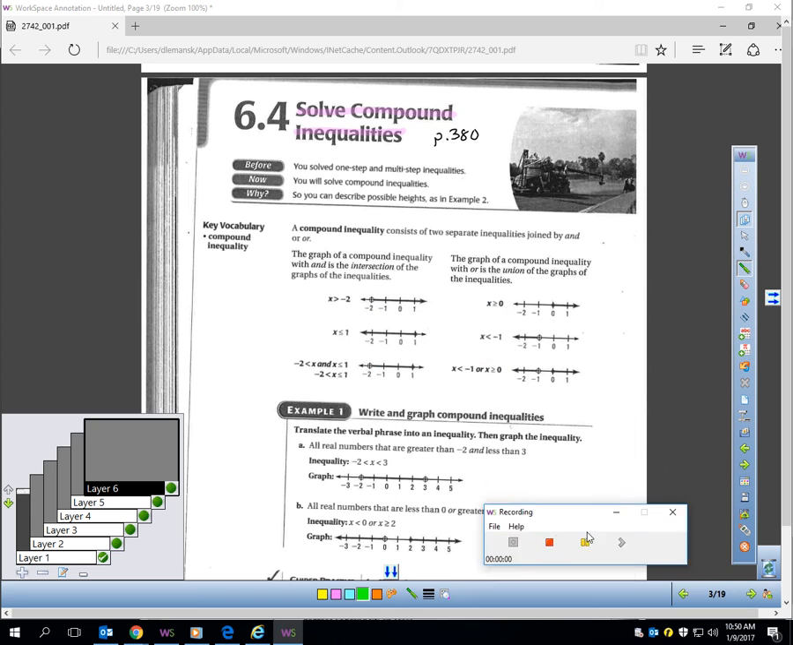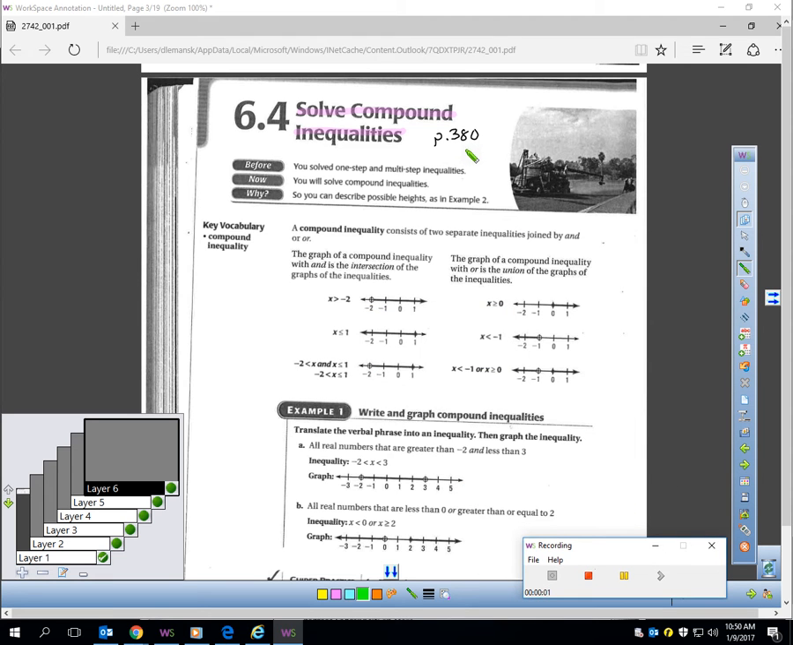This is lesson 6.4, page 380, solve compound inequalities. A compound inequality consists of two separate inequalities joined by "and" or "or." I underlined "and" and "or" because those two words you're going to see over and over again in this video. "And" versus "or" are telling you two different things with inequalities.